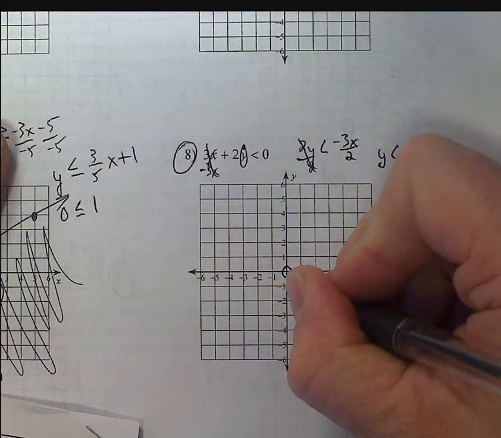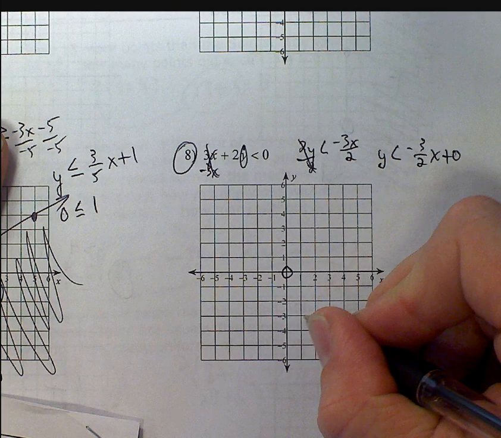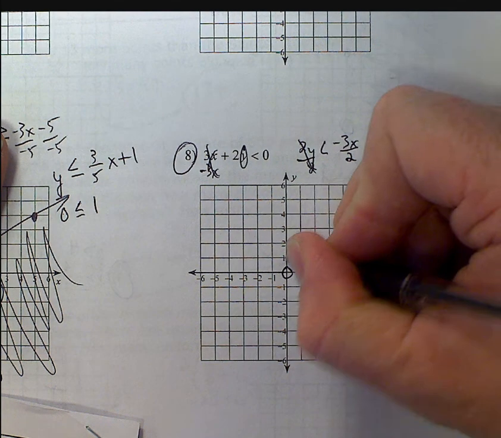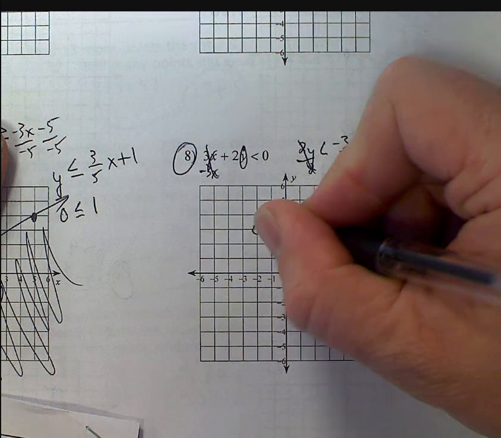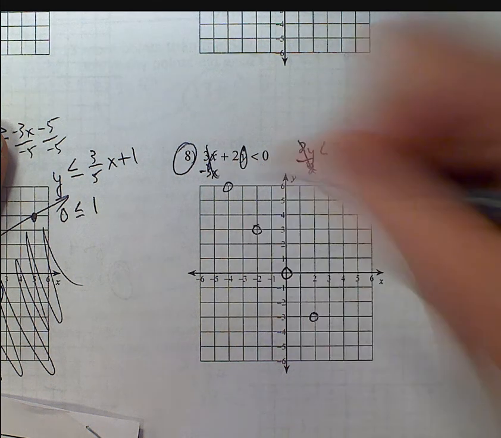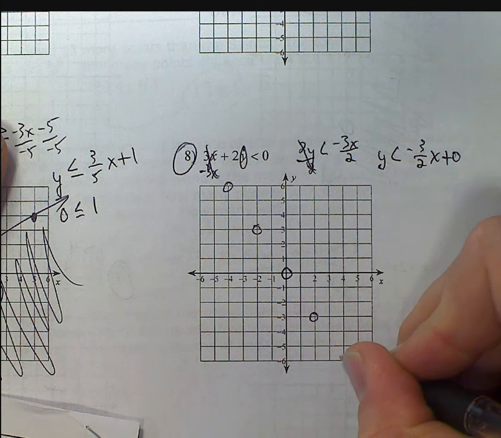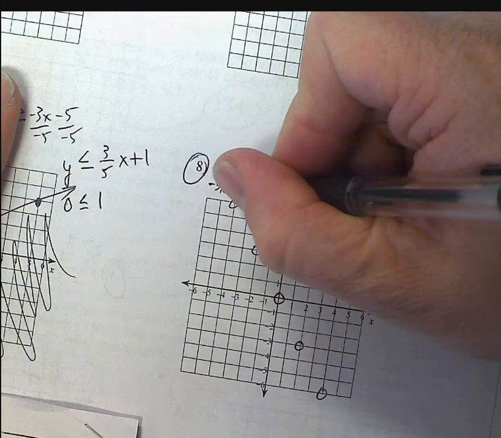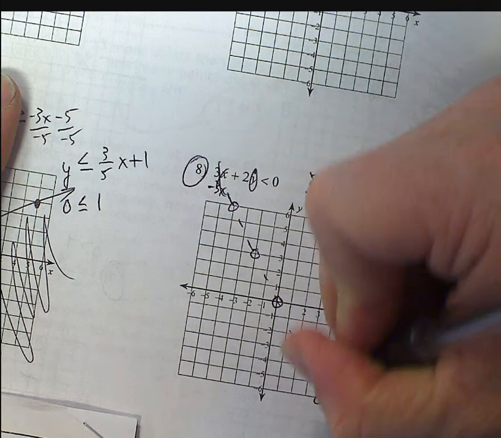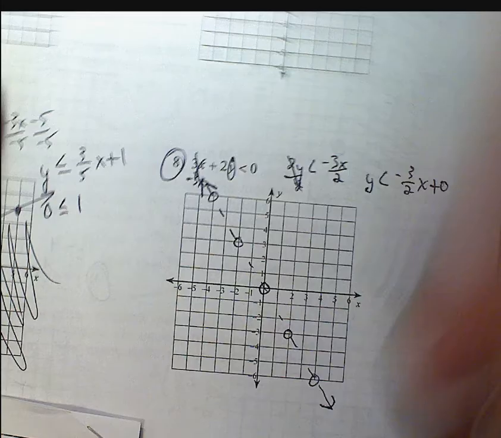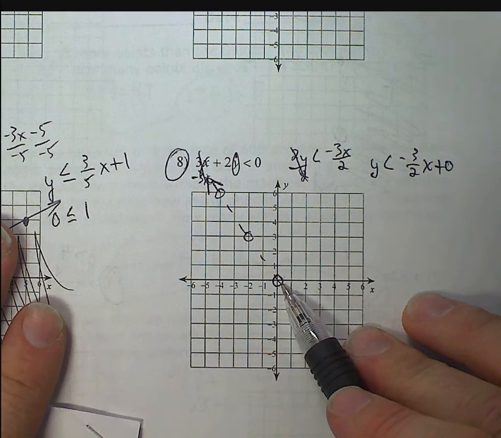I'm going to go down 1, 2, 3, right 2. I'm going to go up 1, 2, 3, left 2. Dotted line. But I cannot put a dot in the middle because my line is on it.